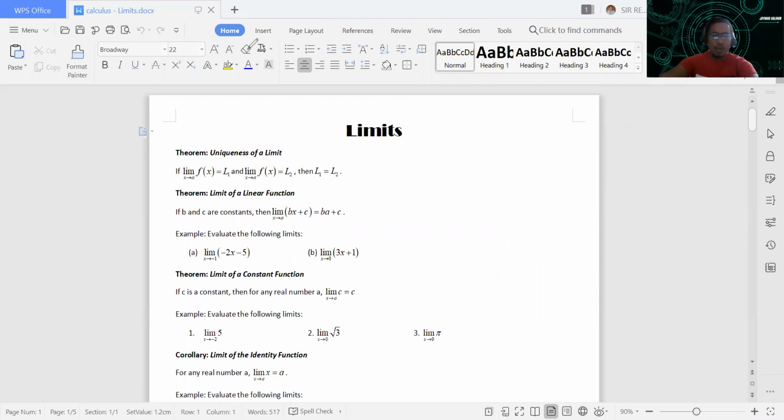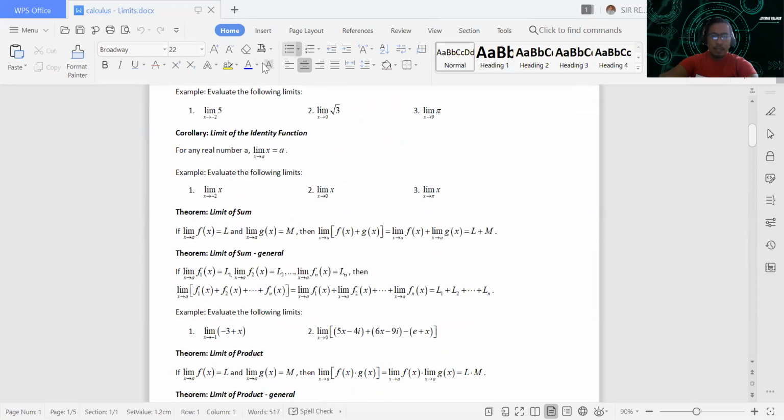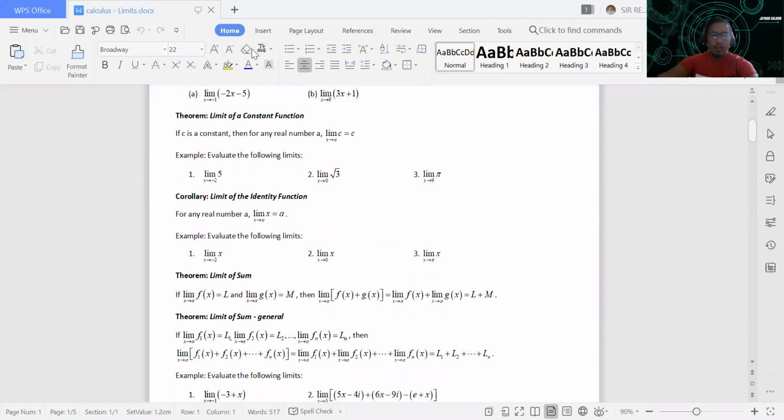So the next thing that we will have is the limit of a constant function. If you say constant function, that is a function wherein f of x is equal to any constant, c. C is any real number. Say for example, f of x is equal to 5. So whatever is the input in x, the answer is always 5, right? This is called a constant function in your general mathematics.